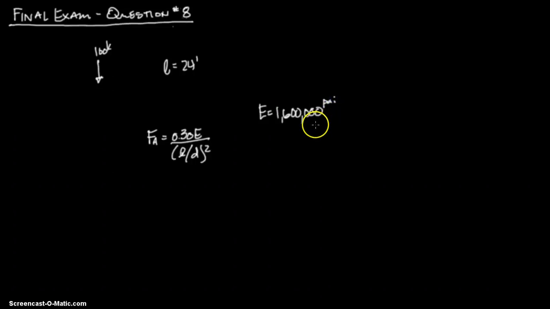And then L, D, least dimension of the column. L is the unsupported length, which ours is 24 foot times 12 inches per foot equals, what is that? 12 times 24 equals 288 inches. And then it is asking us, what is the minimum size that may be used?